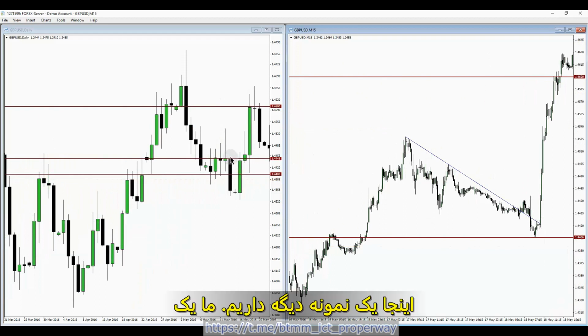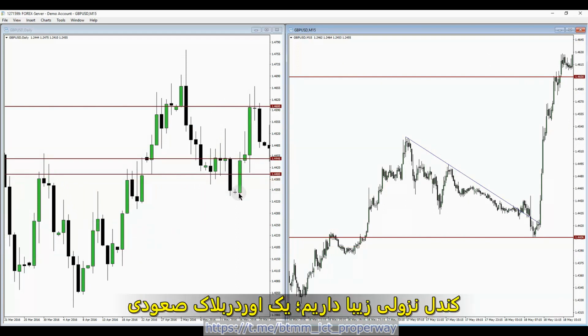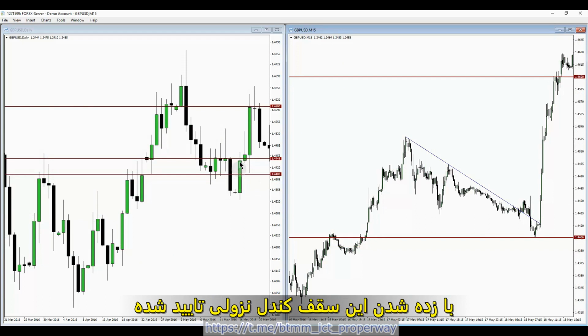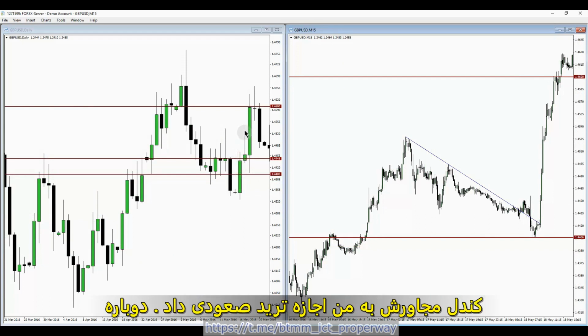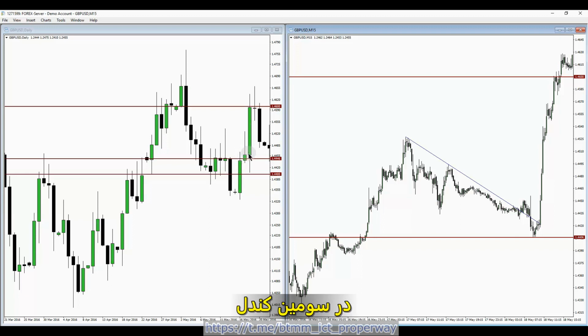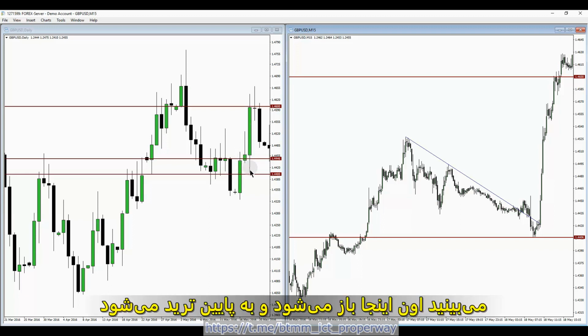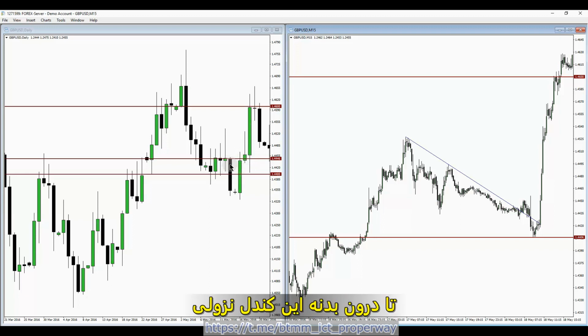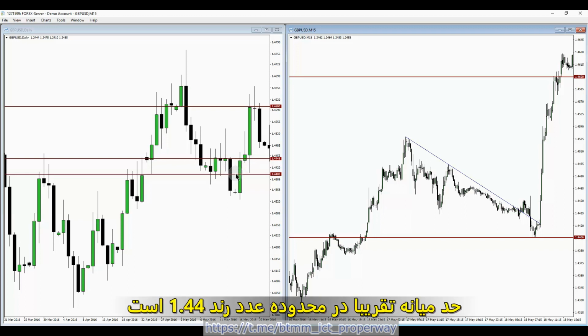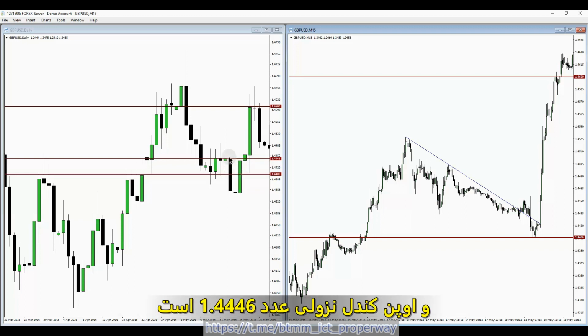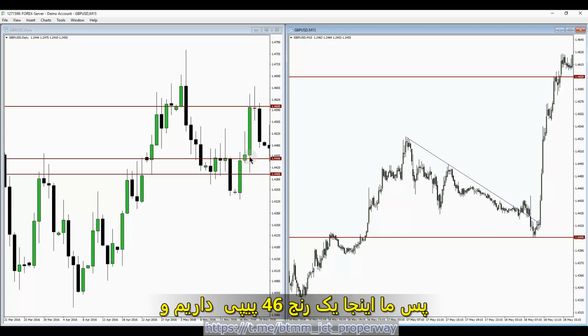Here's another example. We have a nice down candle here, bullish order block. It's validated when this candle trades above this down candle's high. The very next candle we trade up again. In the third candle, we see it opens here and trades down into the body of this down candle. The mean threshold is approximately 144 big figure, and the open comes in at 144.46 on this down candle. So we have a 46 pip range in here.